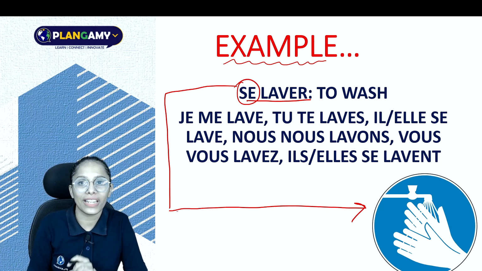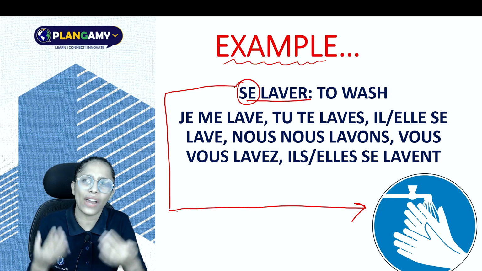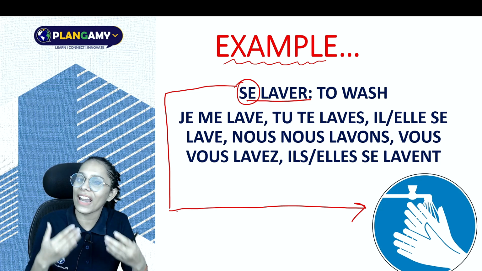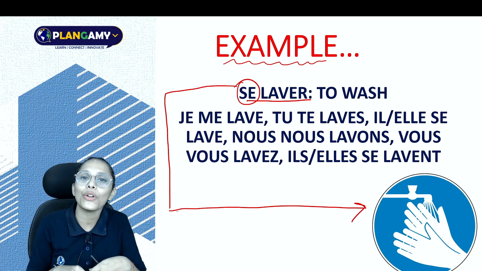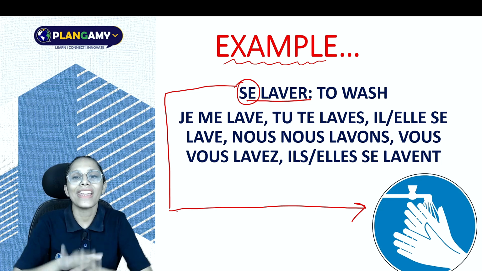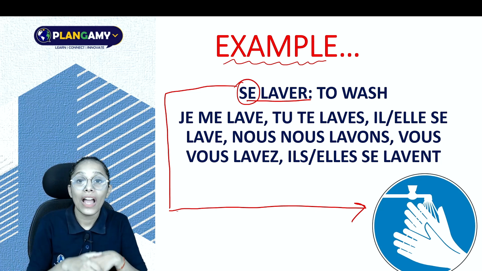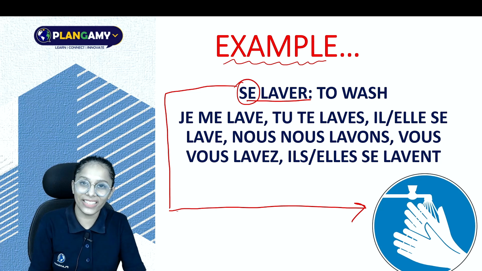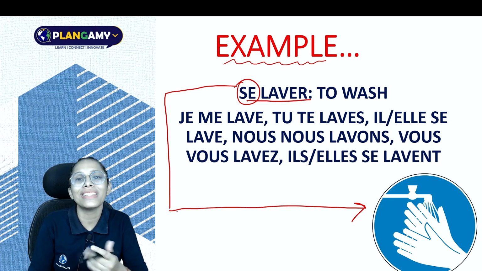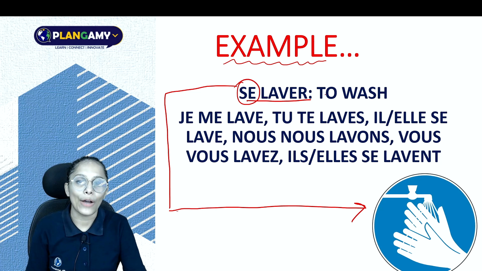So, if you want to say I wash, in English we do not say I wash myself, you wash yourself. But in French we do say I wash myself, and hence we use les verbes pronominaux because the person is doing the action on himself. For example, if I say, I am washing my hands, and I want to construct this sentence in French, I will say je me lave les mains. That is, I wash my hands myself. Now, here, as you can see, to wash.